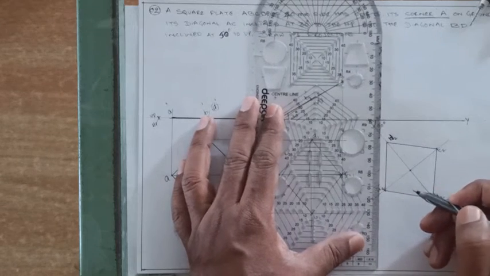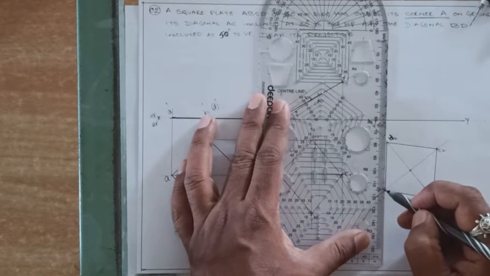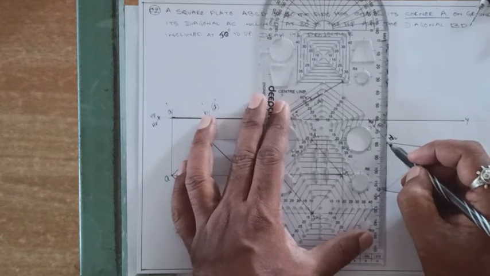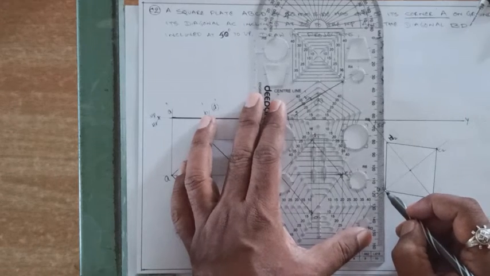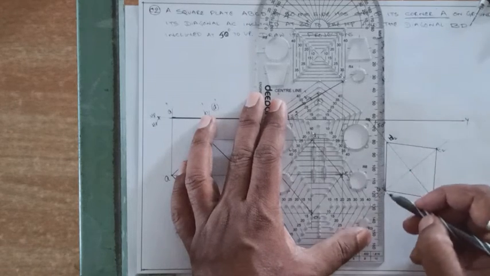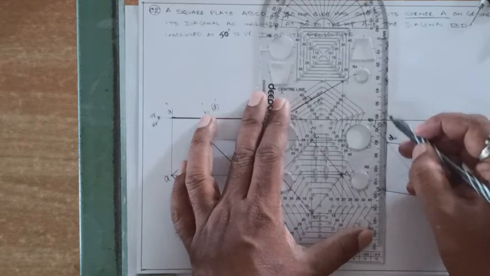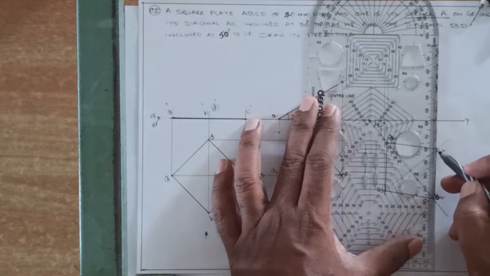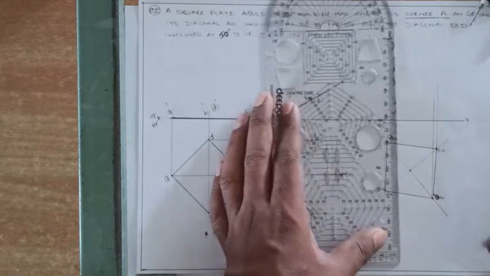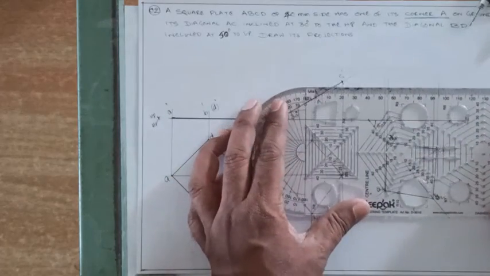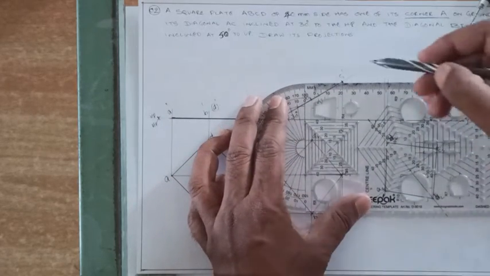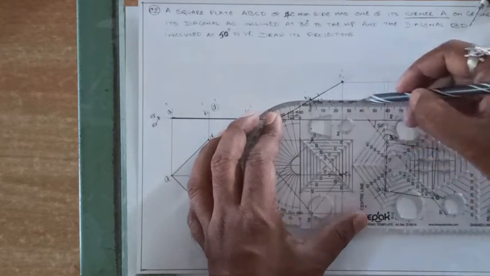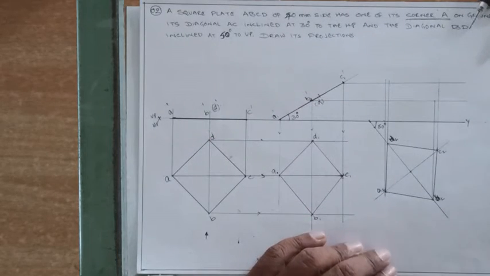So now draw the vertical projectors from the points A2, B2, C2 and D2. Okay. So now again similarly horizontal projectors. Horizontal projectors. So now you have to locate the points now.